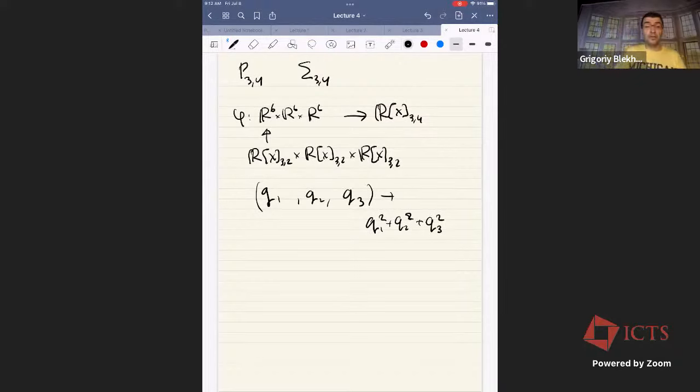In the end, this is going to be a sum of 3 squares, and I want to show that this map is onto P34. All right, so what I want to show is that the image of phi is all of P34.